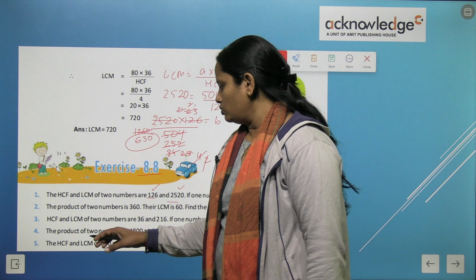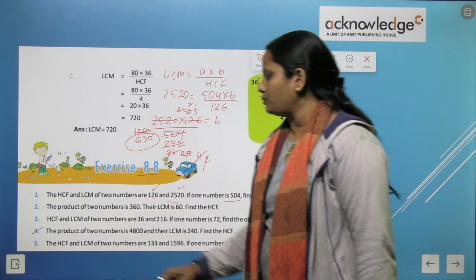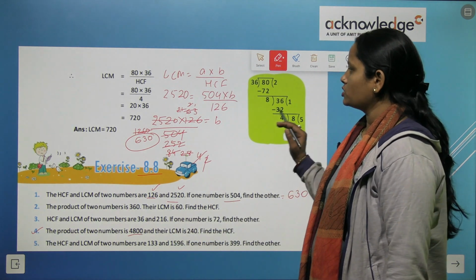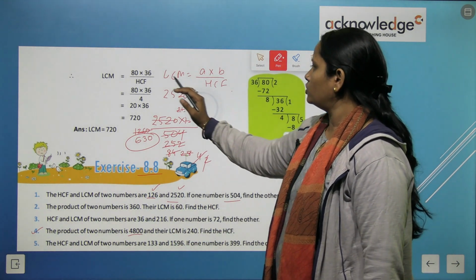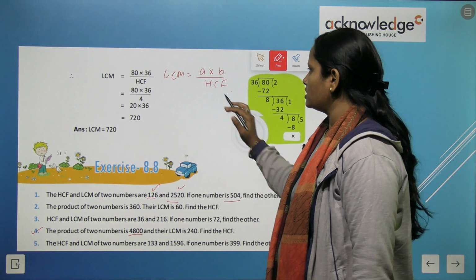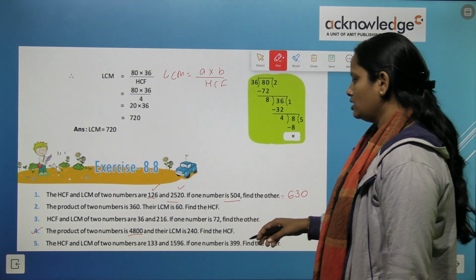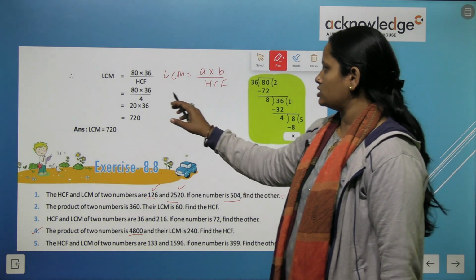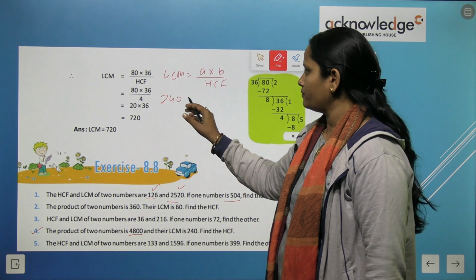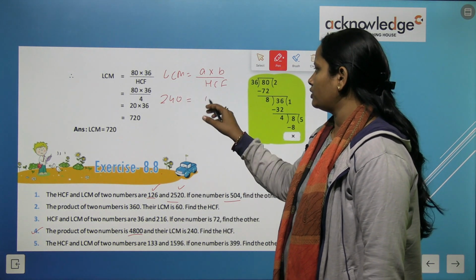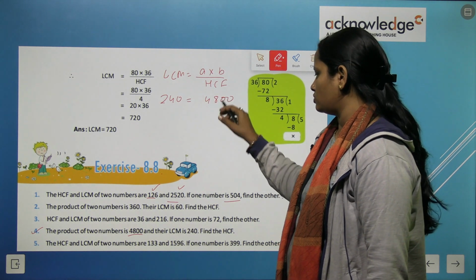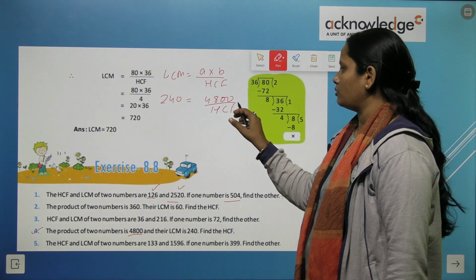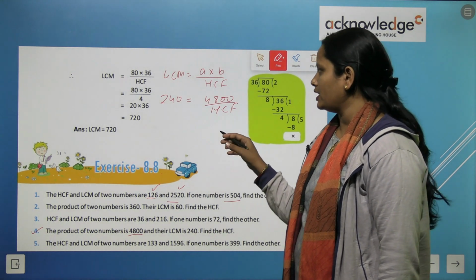Now let's do this fourth one. The product of two number is this. दो numbers पर जब हमने product निकाला तो answer is this. And the LCM is 240. तो 240 LCM है और दोनों नंबर का प्रोडक्ट है 4800. Find the HCF. HCF फाइंड आउट करना है. तो कुछ नहीं करना, फॉर्मूला में हम डालेंगे.